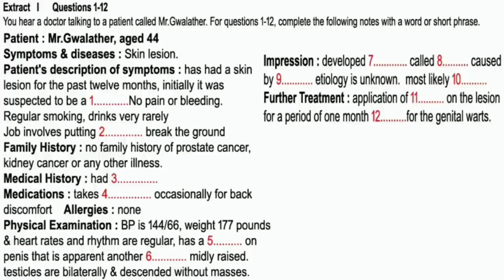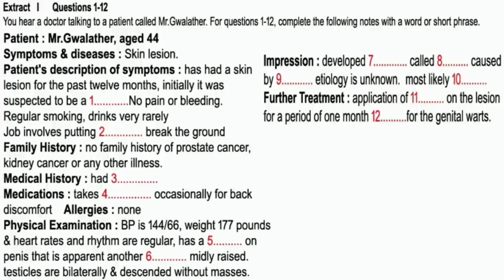No, doctor. Well, your physical examination shows your blood pressure is 144/66, weight 177 pounds, your heartbeat rates and rhythm are regular. You have pedunculated lesion on the dorsum of your penis that is apparent. There is also another brown lesion mildly raised. Your testicles are bilateral and descended without masses.